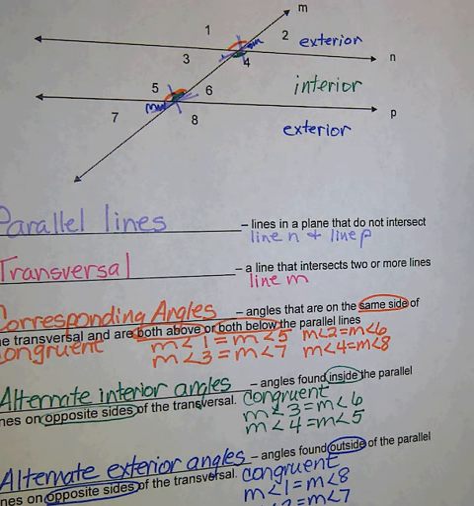Okay, so we will practice identifying angles tomorrow, identifying their relationships. And in the future, we'll talk about all these angles that are congruent and their measures and how to calculate missing measures. So we will see you tomorrow.